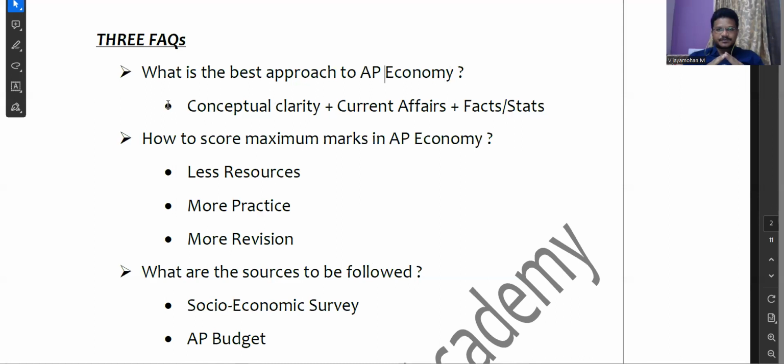Mostly in AP economy, they are not stressing too much on the concept, they are stressing on the facts, right? They are stressing on the stats.